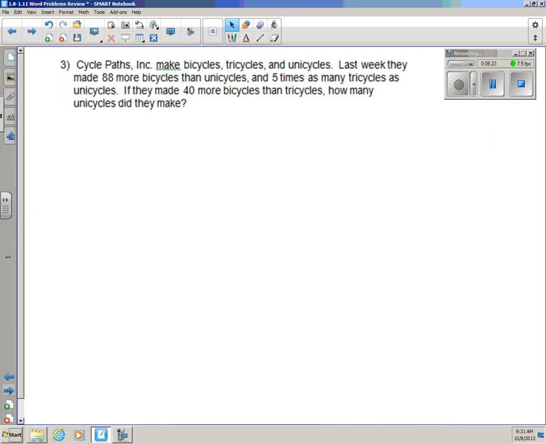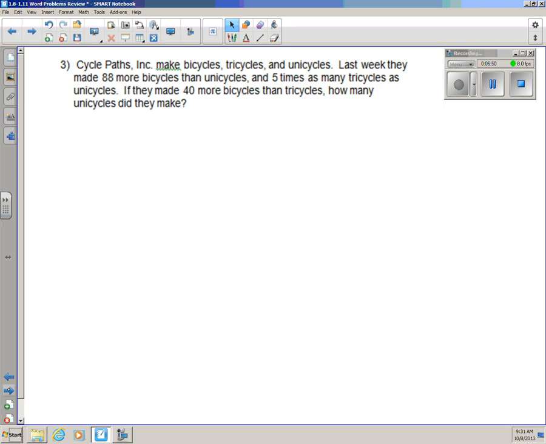Okay. Cyclepaths Inc. makes bicycles. A few little typos here. Makes bicycles, tricycles, and unicycles. Last week, they made 88 more bikes than unicycles and 5 times as many tricycles as unicycles. If they made 40 more bikes than trikes, how many unis did they make? Lots of words. I get it. Can be confusing. I get it. Break it down bit by bit.